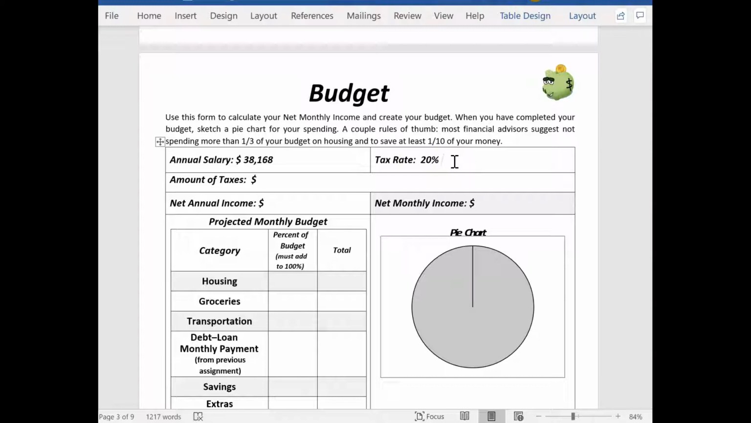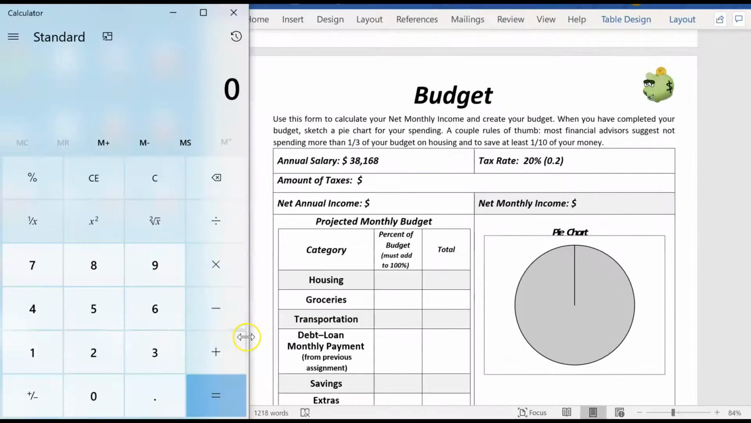20% is a fraction of 100%, right? So if you use 100% being just the number 1, 20% would be 0.2. So I'm just going to write it down here, 0.2. So your next step is actually to multiply 0.2 by your annual salary, whatever it is. So my annual salary is 38168. I'm going to multiply it by 0.2.